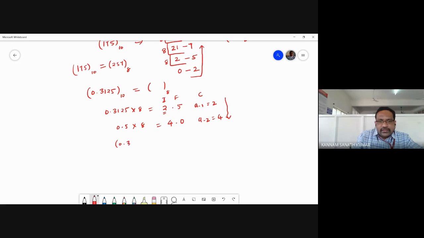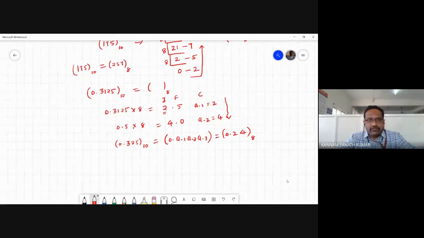So 0.3125 to the base 10 is equivalent to 0. a minus 1, a minus 2 and a minus 3. Here a minus 1 is 2 and a minus 2 is 4. A minus 3 is not there. So to the base 8. You need to convert whatever the decimal value is there into octal. Is it okay? Fine. Any doubt in this conversion from decimal to octal?